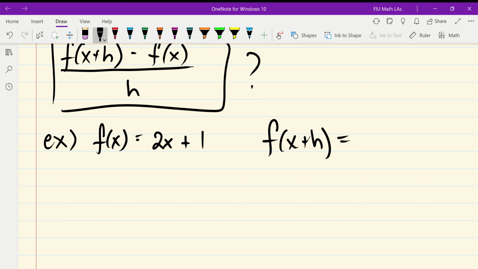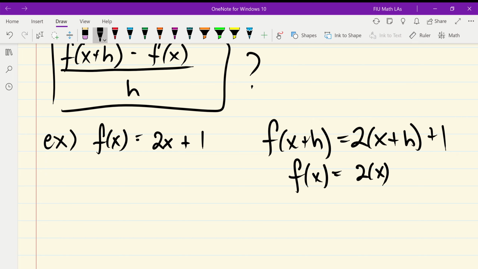f of x plus h is going to be 2 times x plus h plus 1. And f of x is just 2x plus 1. So if we apply the difference quotient formula, what we have up here now, it's going to look like f of x plus h. That's going to be this bit right here. So this will be 2 times x plus h plus 1.